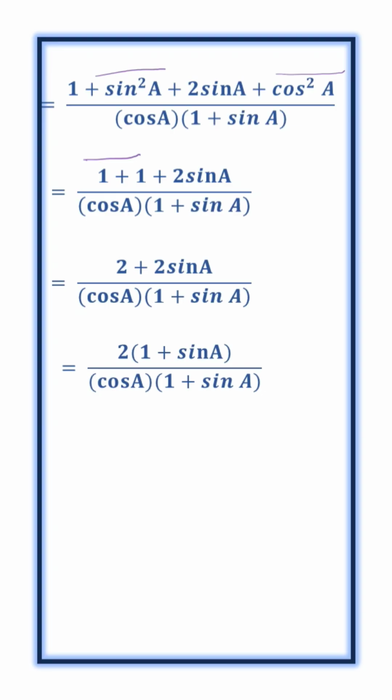That is equal to 2 into (1 plus sin A). 2 is common here. So 2 into (1 plus sin A) upon cos A into (1 plus sin A). Now you can cancel (1 plus sin A) in the numerator and in the denominator with each other. Then you will get 2 upon cos A. 1 upon cos A is equal to what? Secant A. So 2 into secant A, that is 2 secant A, which is equal to RHS, hence proved.